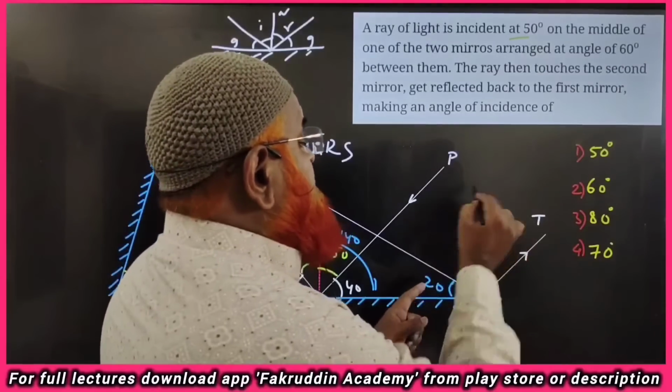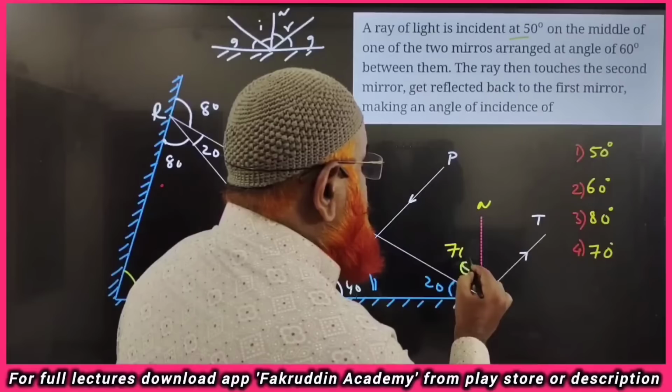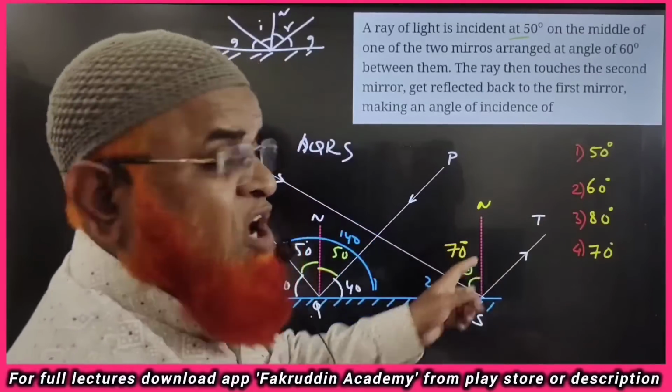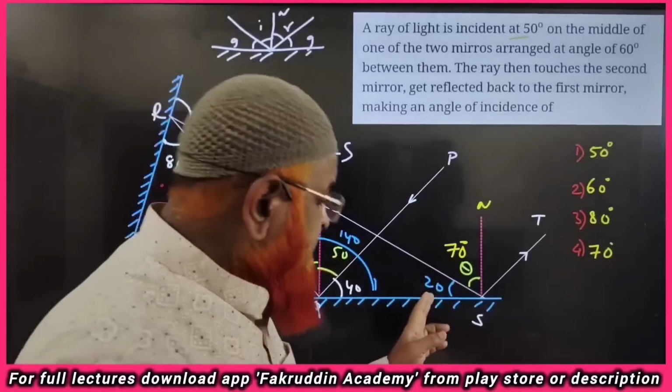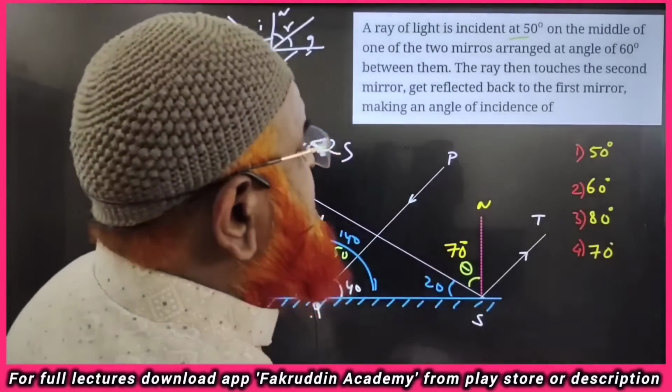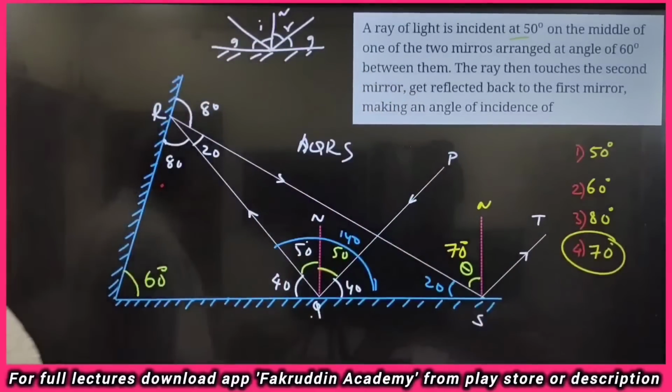If the remaining is 20 degrees, what is this angle theta here? As this is going to be one more normal here, this 20 means this is going to be 70 degrees. Why? Because the normal is making 90 degrees. The sum of these two is going to be 90, so if this is 20, this is definitely going to be 70. So your correct option is the fourth option. Hope you have enjoyed this.